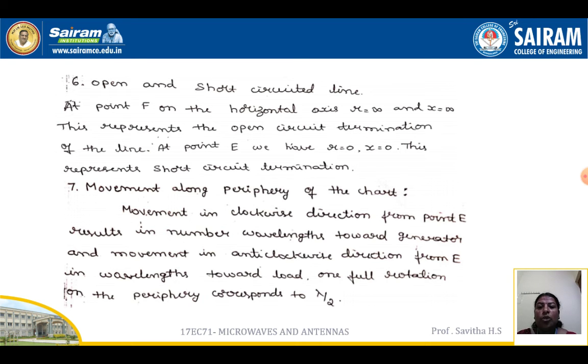So next, movement along the periphery of the chart. Movement in the clockwise direction from the point E results in the number of wavelengths towards the generator, and movement in the anti-clockwise direction from E is in wavelengths towards the load. One full rotation on the periphery corresponds to lambda by 2.